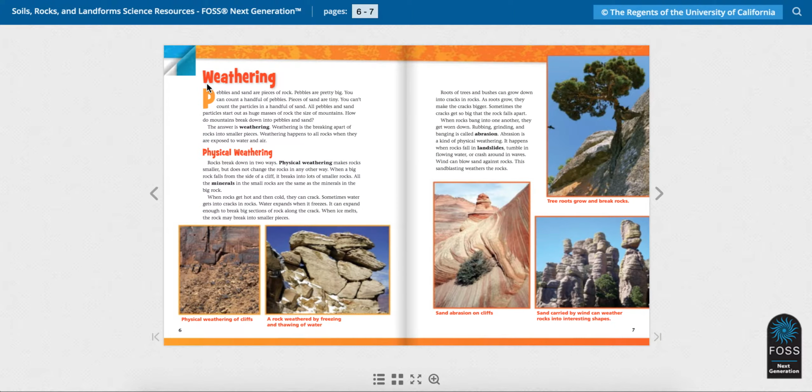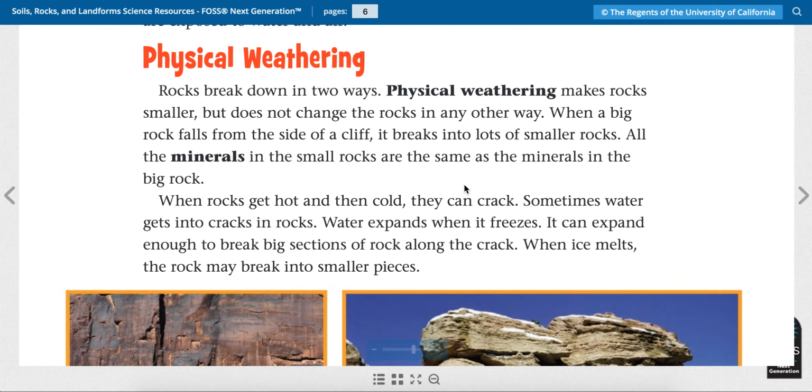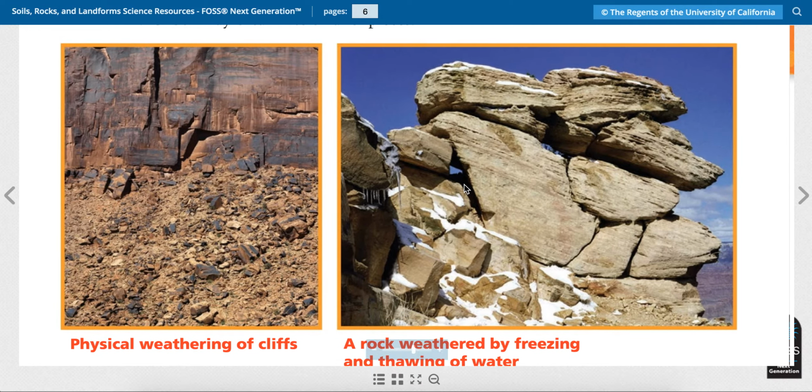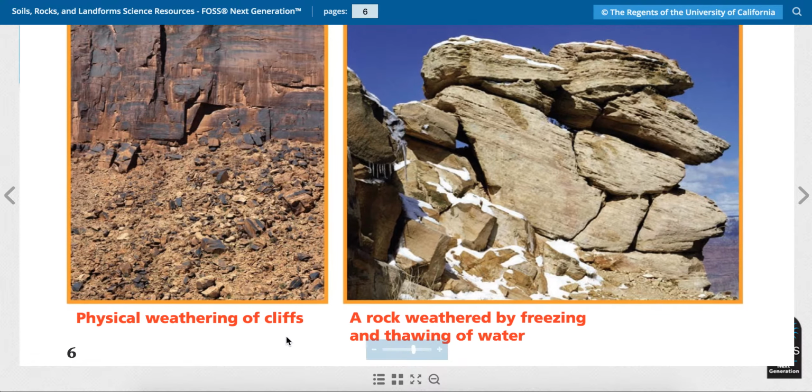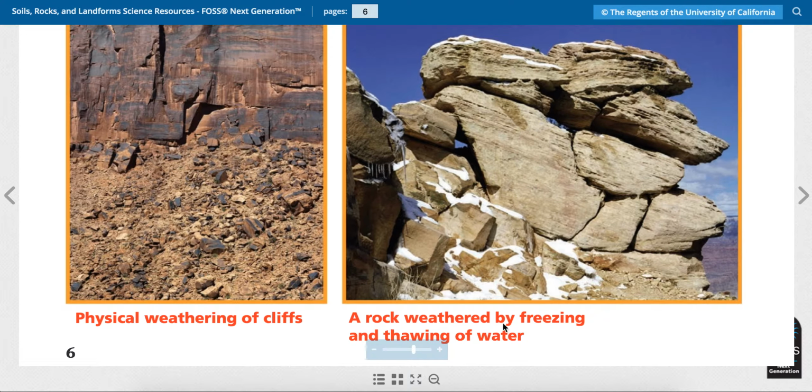The title is Weathering. You can see these different pictures of rocks that have shown signs of weathering. Let's take a closer look at the pictures. The picture on the left shows physical weathering of cliffs. On the right, a rock weathered by freezing and thawing of water. So I guess water can affect weathering.